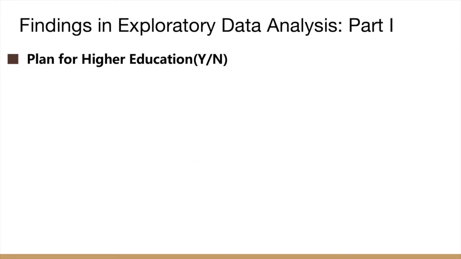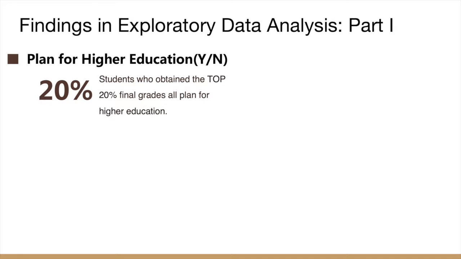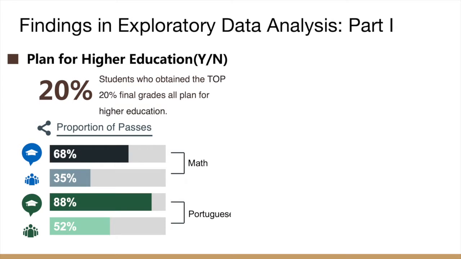And here's what we found after the exploratory data analysis. So the first variable that captures our attention is a binary categorical variable that tells us whether a student plans for higher education or not. And it turns out that, in general, students who do have higher grades than students who don't. A more interesting thing is that students who obtain the top 20% final grades all plan for higher education.